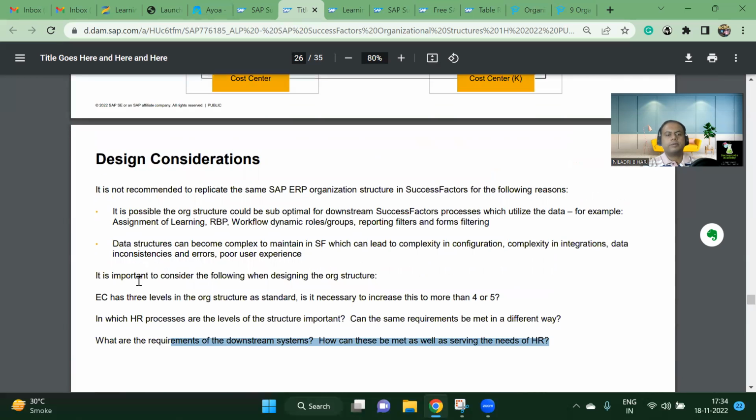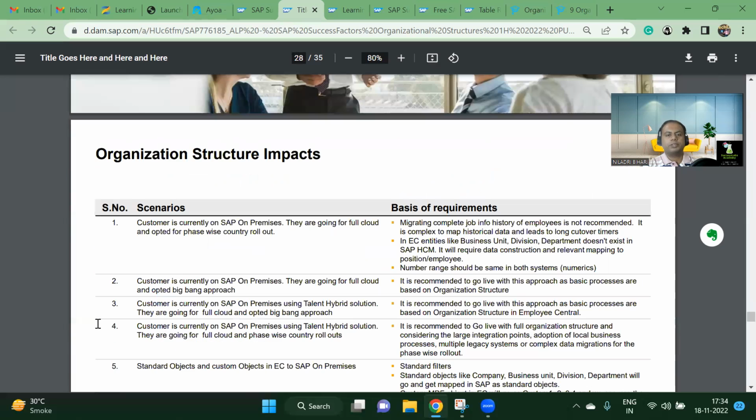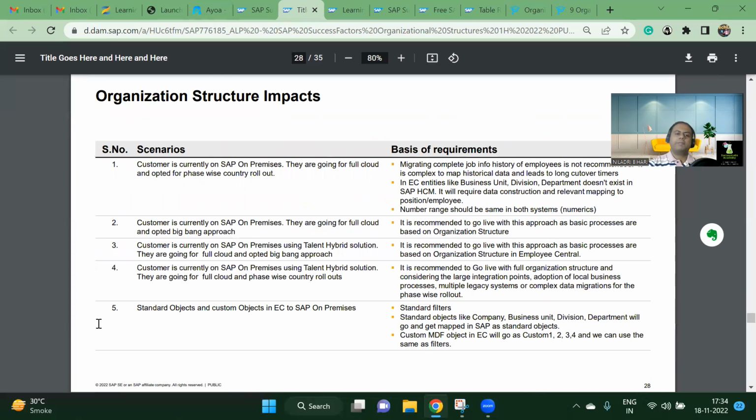So this is from a design perspective. Now, coming to the impact and recommendation point of view. As an architect, after understanding the client landscape, you are always required to give feedback and recommendations, and to share the best practices, even as you are going through the implementation.